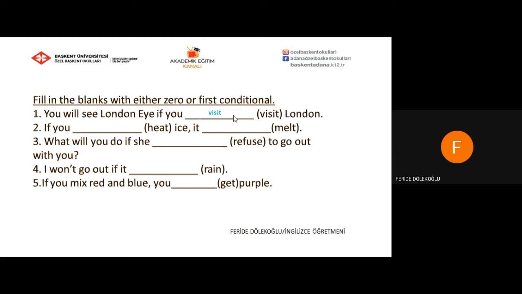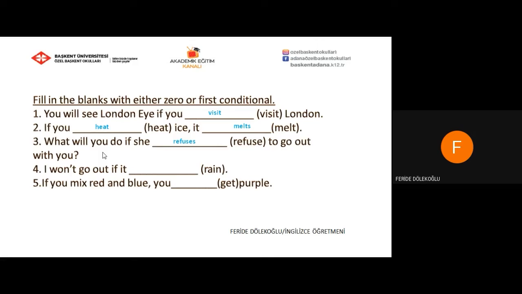Okay, look at the second one. Now I'm talking about a fact, a scientific fact, in fact. If you heat ice, it melts. This is zero conditional. Look, present simple in the if clause and present simple in the main clause. What will you do if she refuses to go out with you? You see the question form with will and type 1 sentence again.